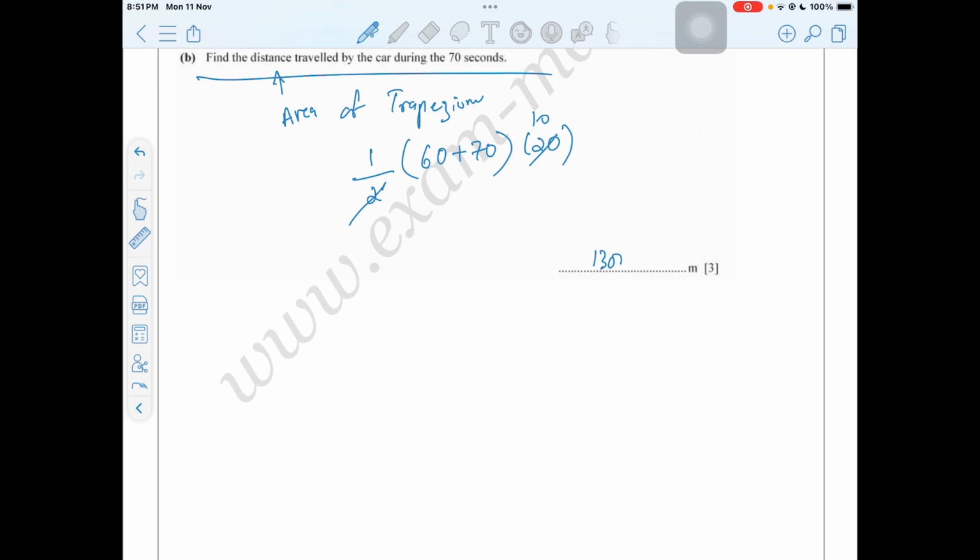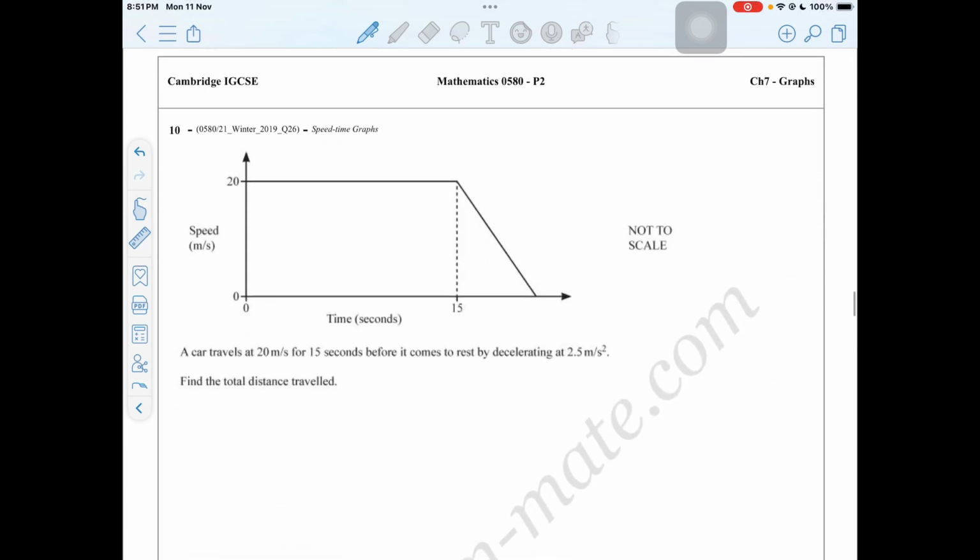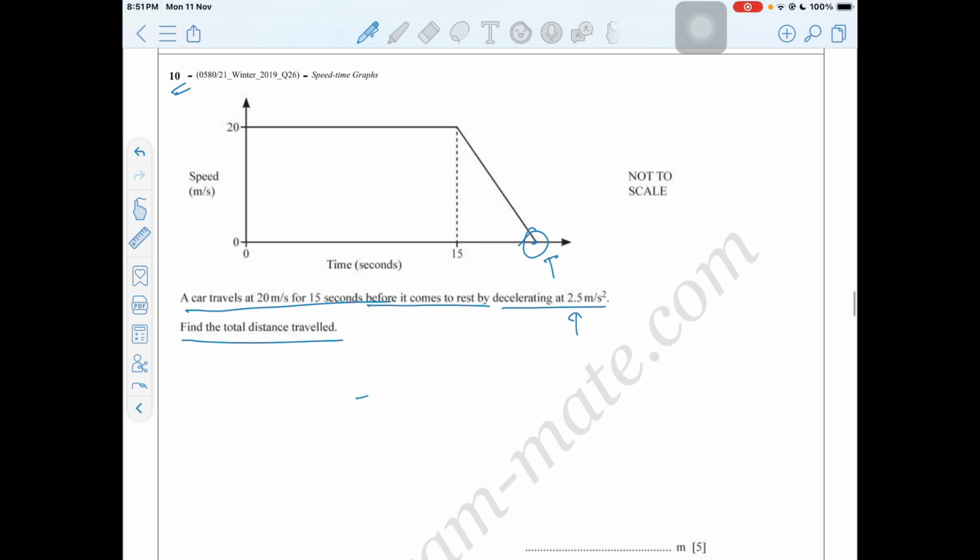be 1300, right? Moving on to question number 10, we have a car travels at 20 meters per second for 15 seconds before it comes to rest by decelerating at 2.5 meters per second. Find the total distance traveled. First of all, we need to calculate this t, right? Here we are given the deceleration, right? So this would be deceleration is negative 2.5. We need the final t, right? So this would be t minus 15.